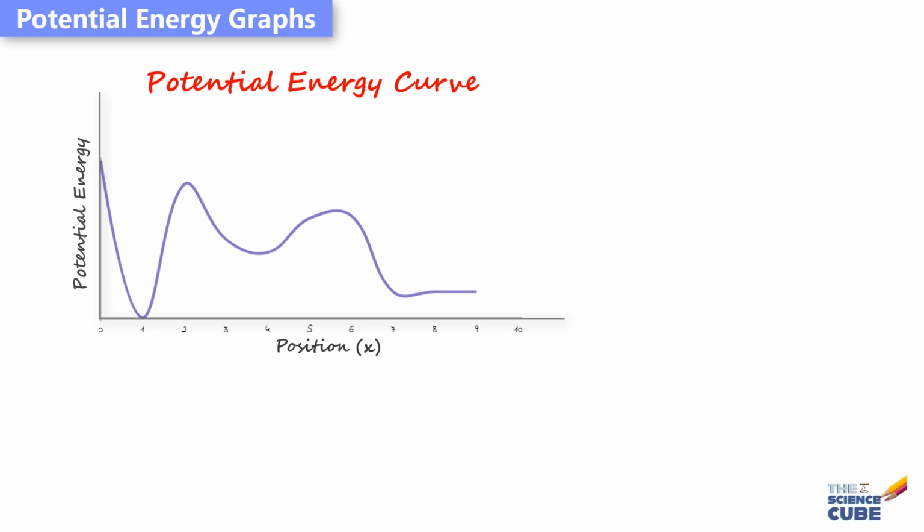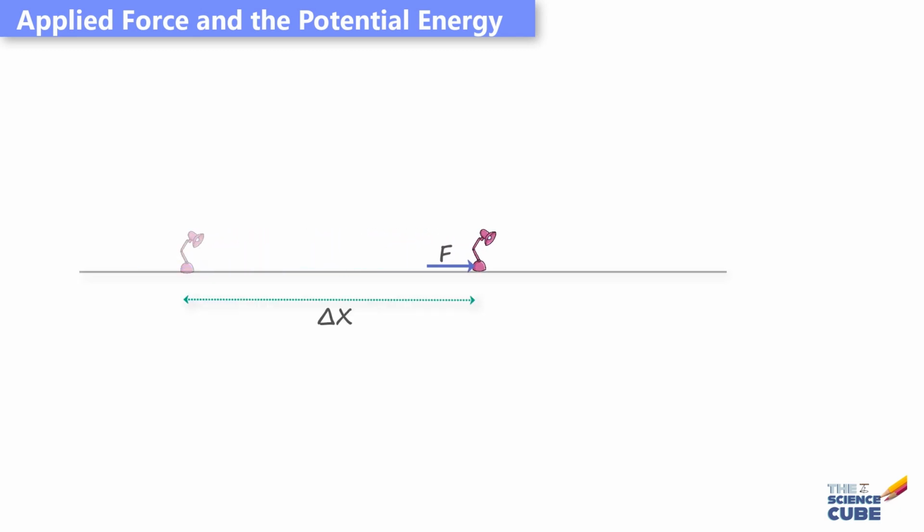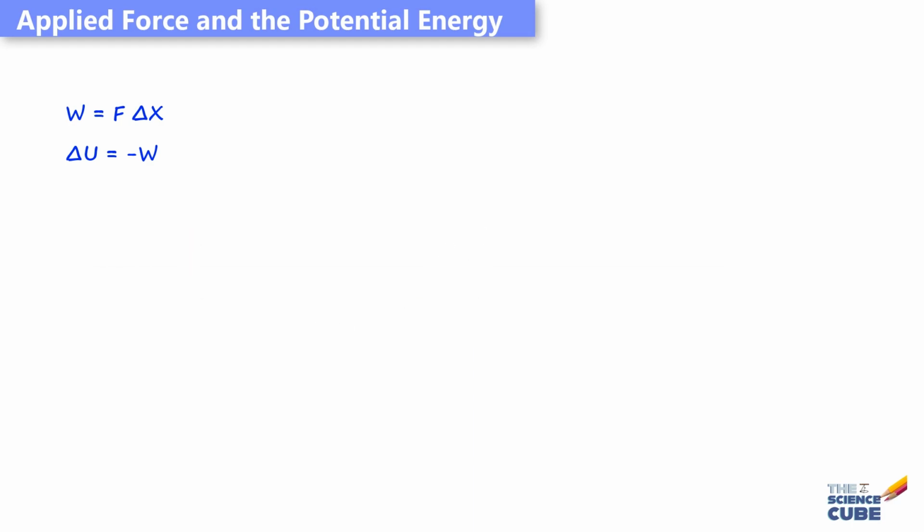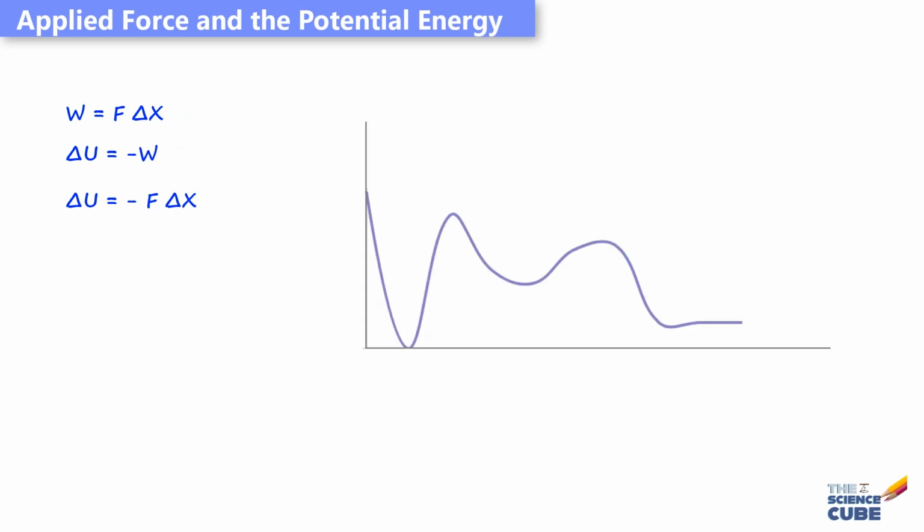So before we go ahead, I would like you to understand one key idea that will make this lesson a lot easier, and that is the relationship between the applied force and the potential energy. Let us start with the easy fact that the work done by a force acting on a particle is force times the displacement. We also learned in the earlier lesson that the change in potential energy is minus of work done by the force. And putting these equations together, we can say delta U is equal to minus F delta x, or F is equal to minus delta U upon delta x.